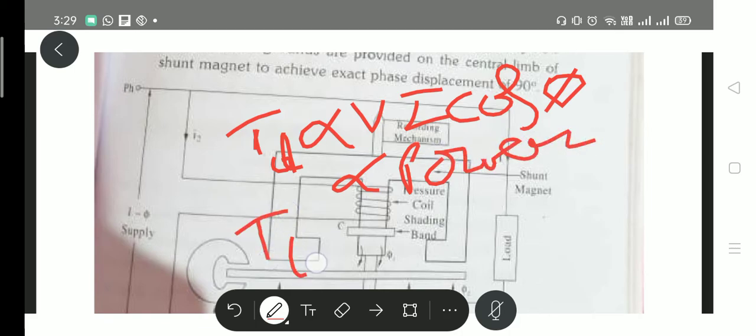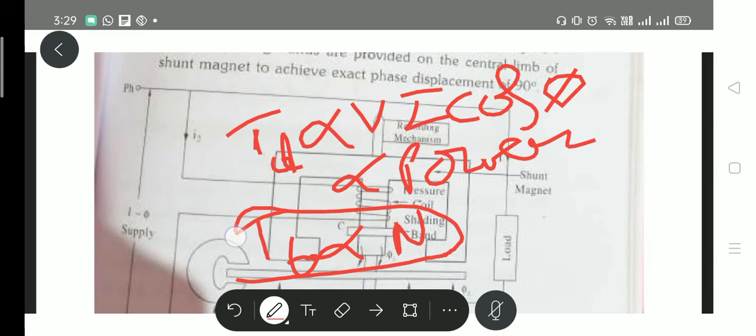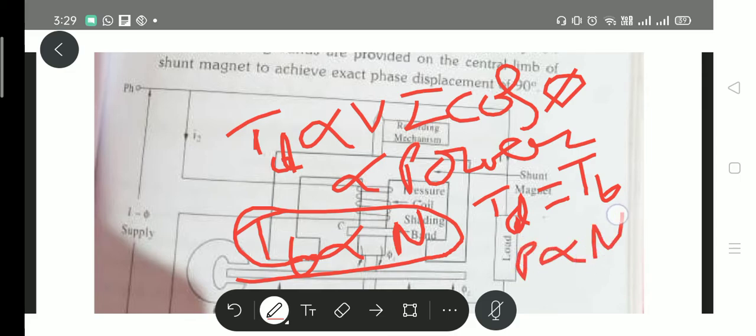The braking torque TB is proportional to the speed. We can control the speed by using the braking magnet, so TB is proportional to the speed n. Taking the steady state condition, TD is equal to TB, so power is proportional to n. This is the condition for this meter.